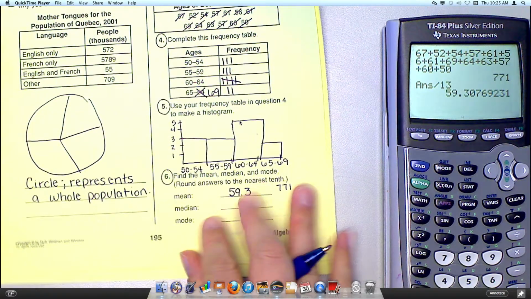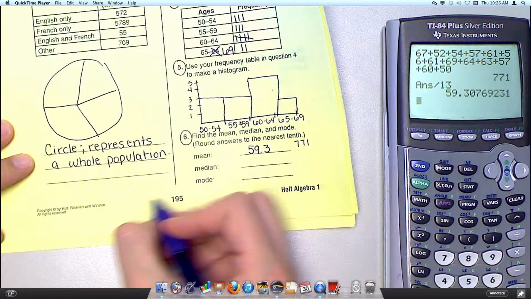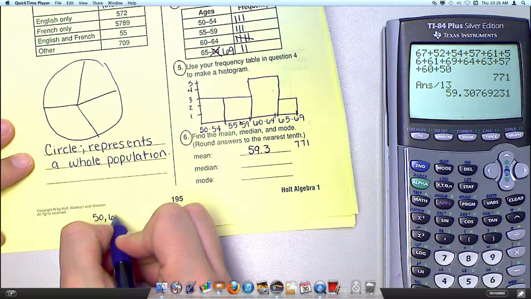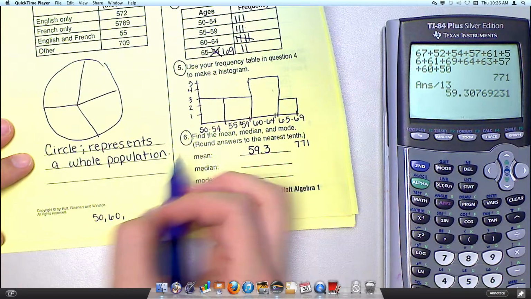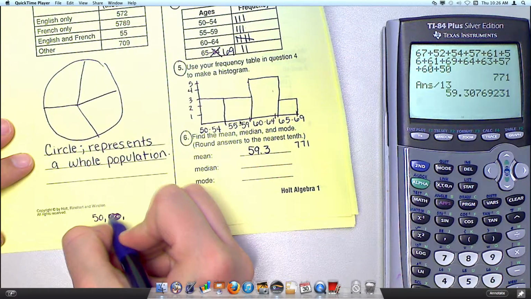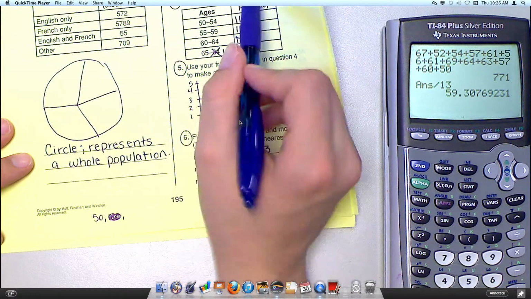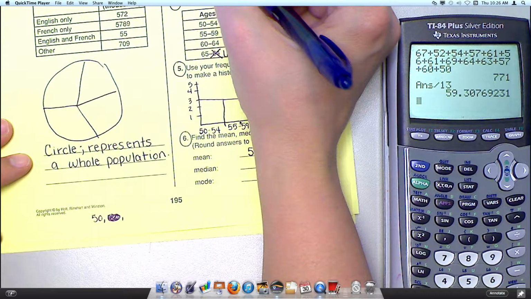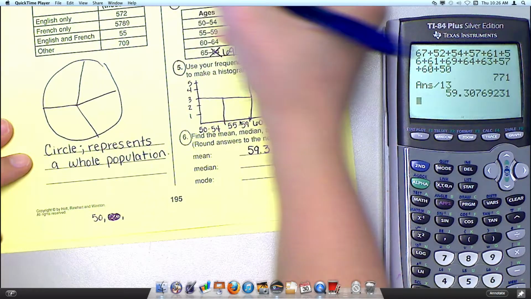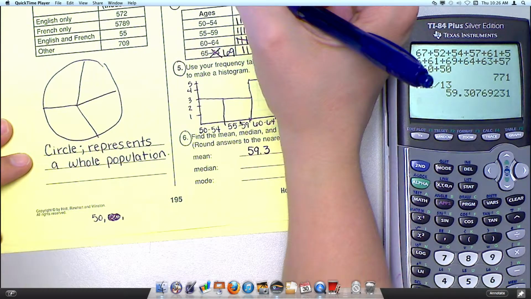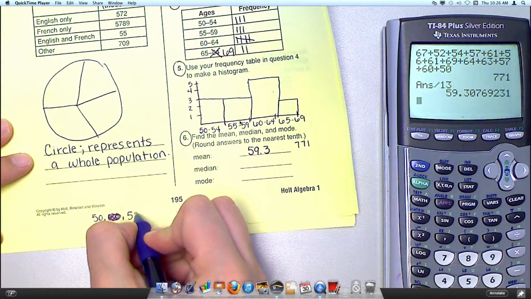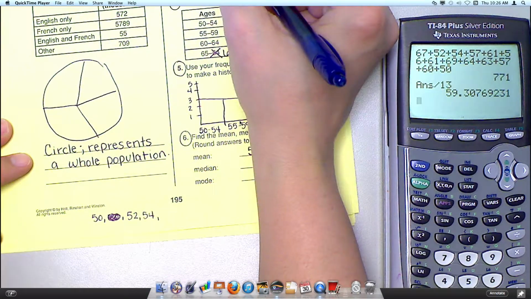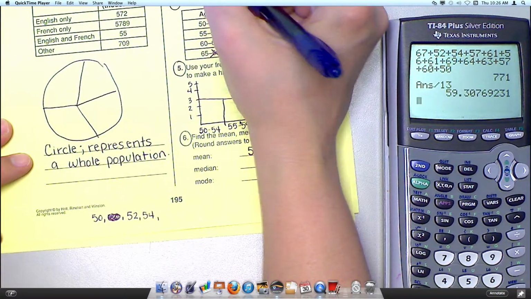So, I guess I'll use this space down here. 50, 52, 54, 56, 57, 57.